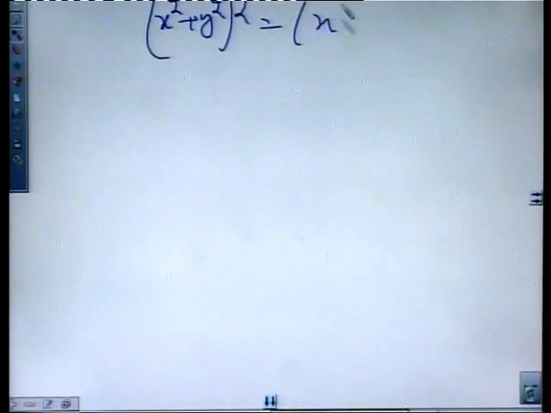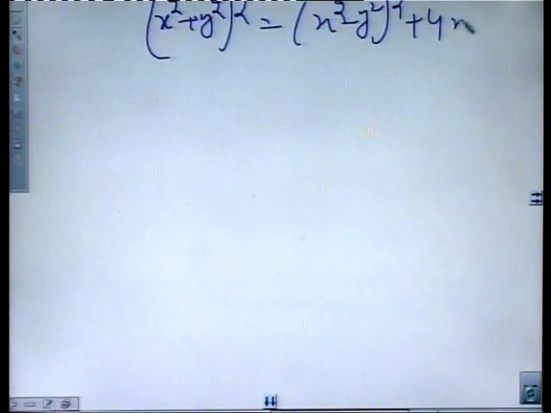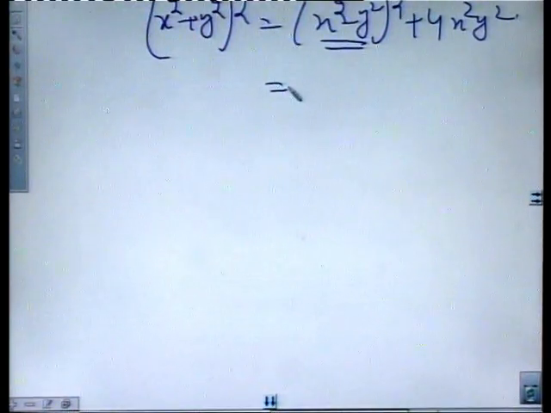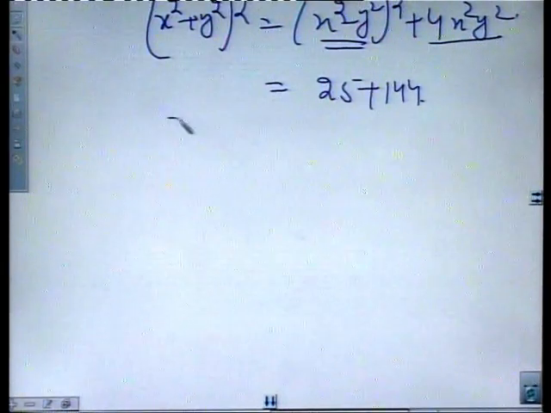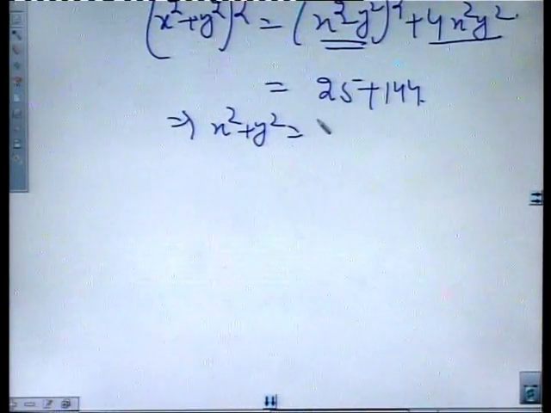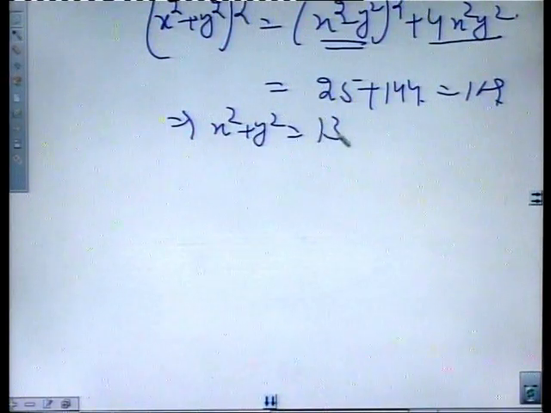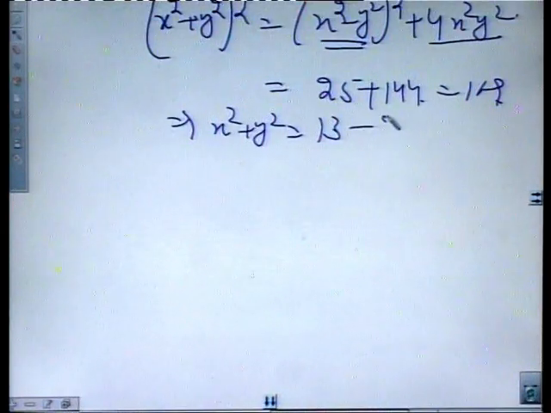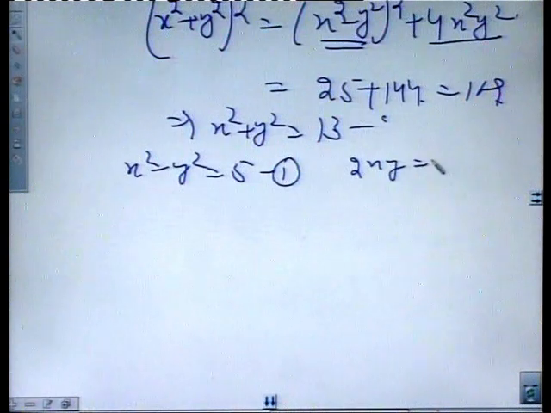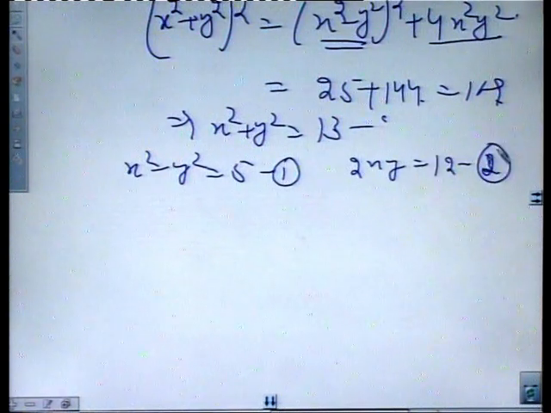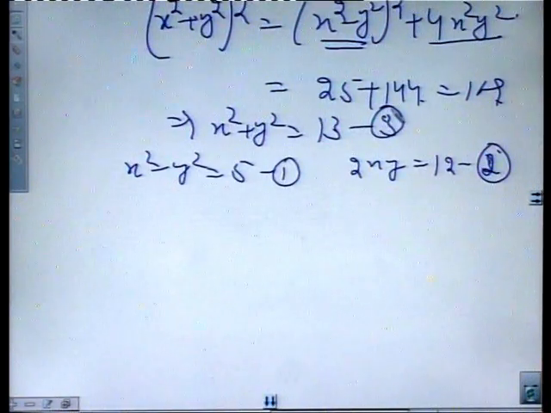Now using this identity, x square plus y square whole square is equal to x square minus y square whole square plus 4x square y square. Now substitute the value of x square minus y square, which is 5, so it is 25, and the value of 4x square y square, as 2xy is 12, so 4x square y square is 144. So x square plus y square is equal to 169, so this is 13. Now we have one equation, x square minus y square is equal to 5. Second equation, 2xy is equal to 12, and third equation is x square plus y square is equal to 13.